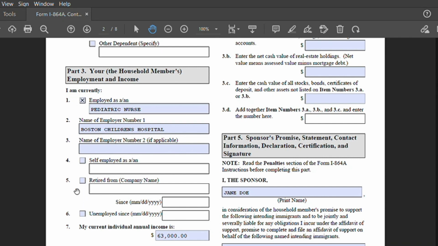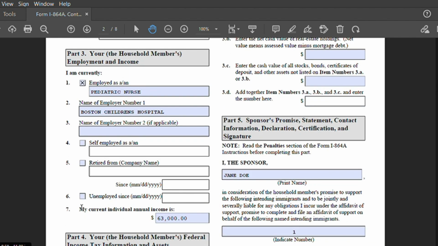So you're going to select either one of these, and then later down here, you're going to provide your current individual income. This question is very similar to the question in the affidavit of support for the sponsor, for the petitioner. And again, this number right here is an estimate of how much you will earn for the year during which you're filing this application. So right now we are in 2022.